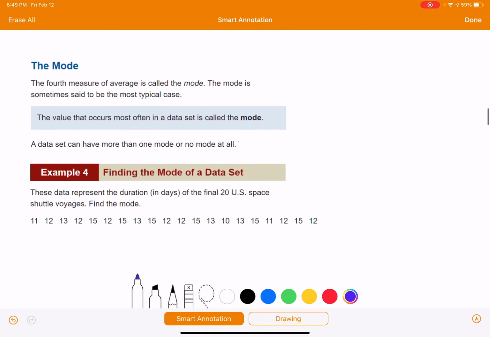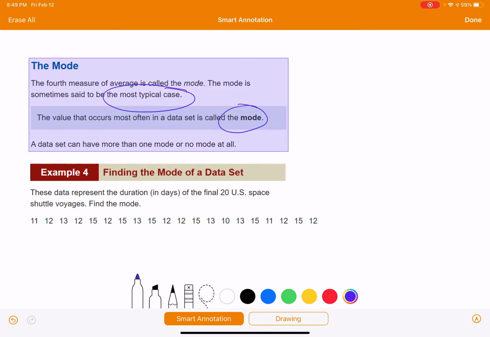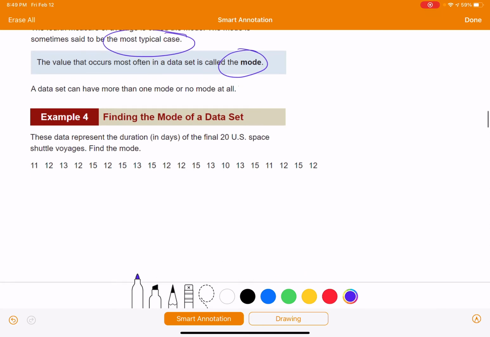And the mode. The fourth measure of average is called the mode. The mode is sometimes said to be the most typical case. I say the mode is the one that appears the most. So when we're looking at this data, we can put it in order, and then we can do a frequency distribution, a frequency table. And just also note that a data set can have more than one mode or no mode at all. When you have more than one mode, it's actually called bimodal.